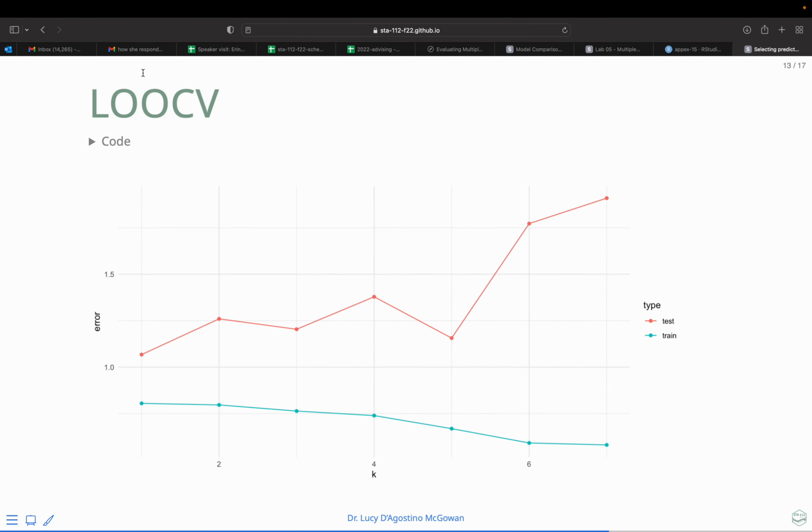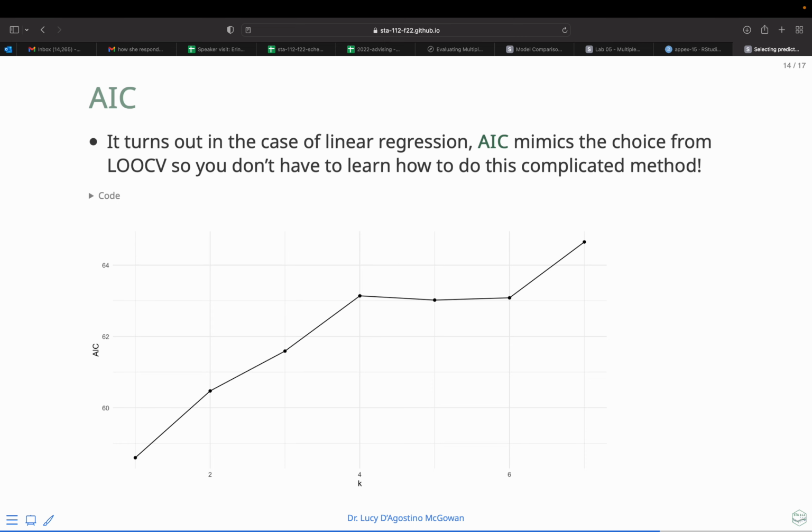Okay, so that's all the stat theory. Because in this class we're so far just using linear regression, you don't have to code up leave one out cross-validation. One of the reasons I taught you about AIC is that this metric actually mimics the choice from leave one out cross-validation. So it penalizes the model, asymptotically, exactly like leave one out cross-validation would. And so it's going to also pick the right model without being overfit.